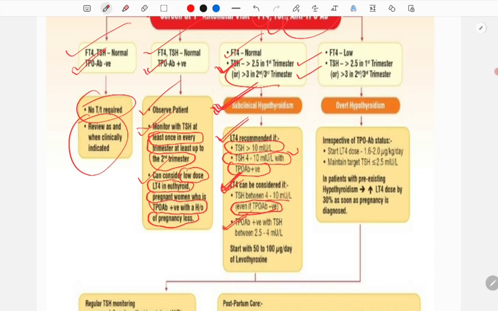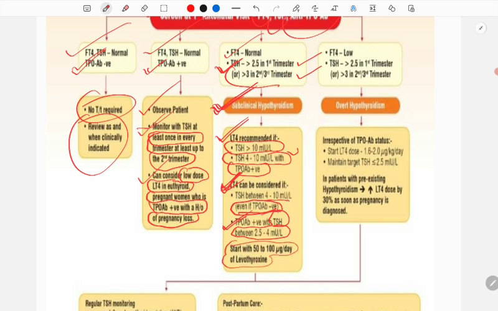Anti-TPO antibody positive with TSH between 2.5 to 4: another thing, if TSH is 2.5 to 4 with anti-TPO antibody positive, then also you can start 50 to 100 microgram per day of levothyroxine.